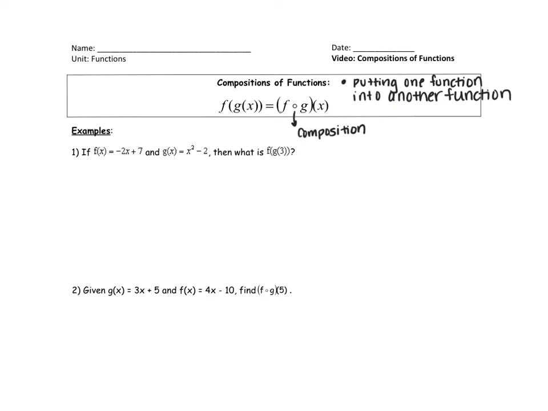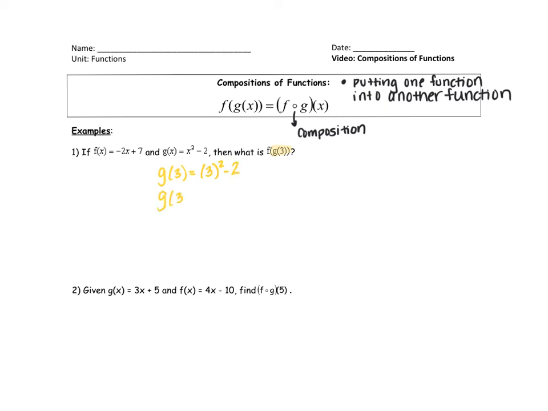So if I give you f of x and then g of x and ask you to find f of g of 3, what I'm asking you to do is put g of 3 into f. So you would start at the end of the parenthesis and work your way in. So we're going to do this inside first. In this particular problem, we're going to do g of 3 first. So g of 3 means everywhere I see an x, I'm going to put a 3. So I have 3 squared minus 2.